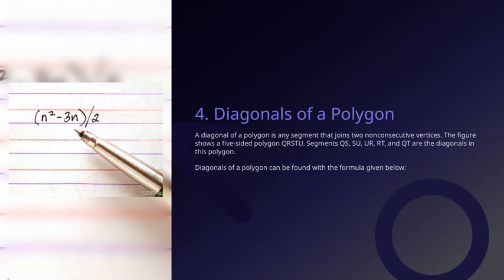There's also a handy formula to find the number of diagonals in any polygon. This formula considers the total number of vertices and simplifies the process, especially for polygons with many sides. So, recognizing diagonals is not just about drawing lines. It's about understanding the internal connections within a polygon, which plays a significant role in many geometric applications and proofs.